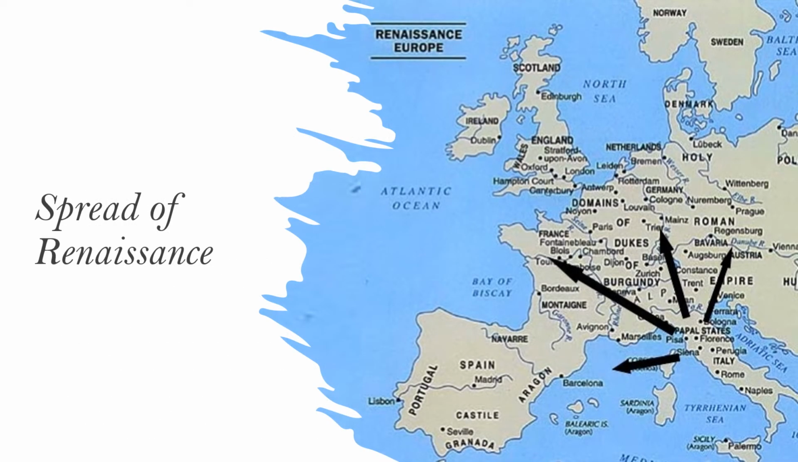The spread of Renaissance, you can see in the picture given here. It spread from Italy to the rest of the Western Europe. Here you can see Italy. From Italy it spread to other countries and to England.